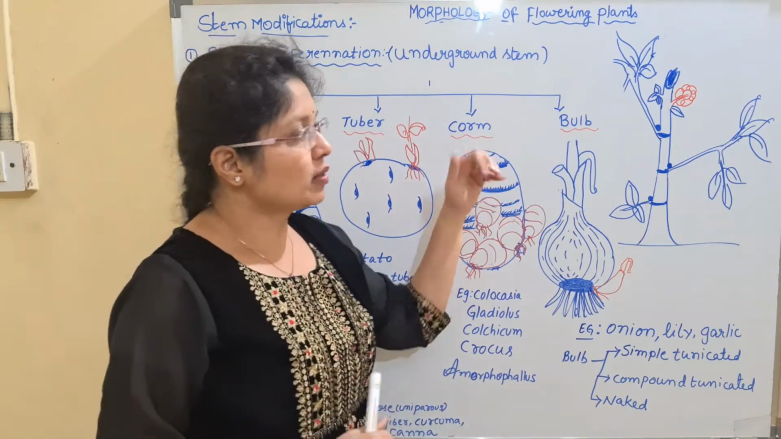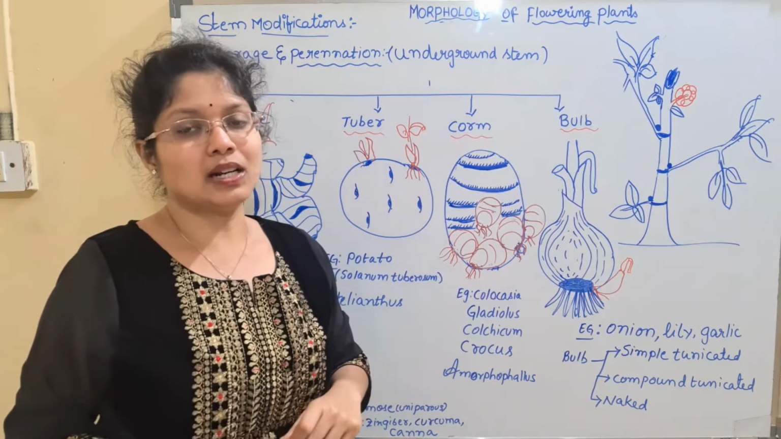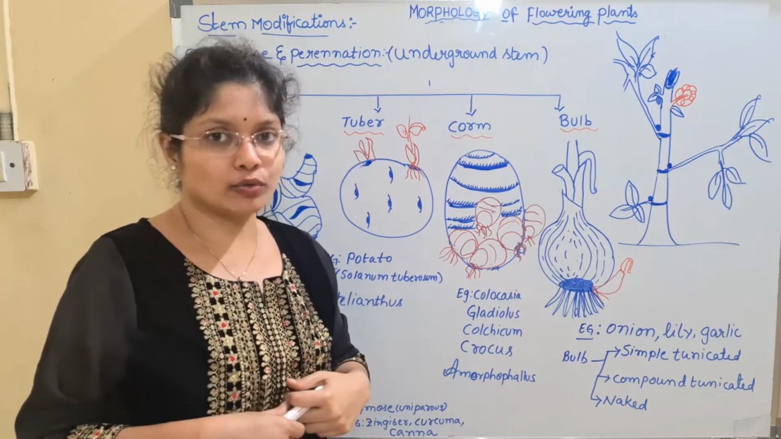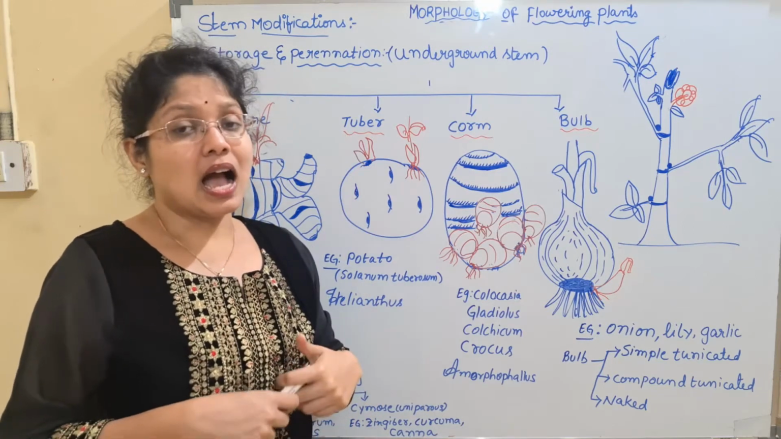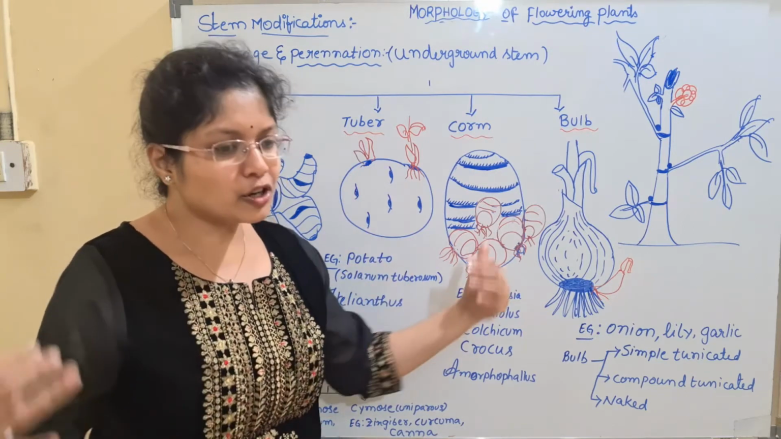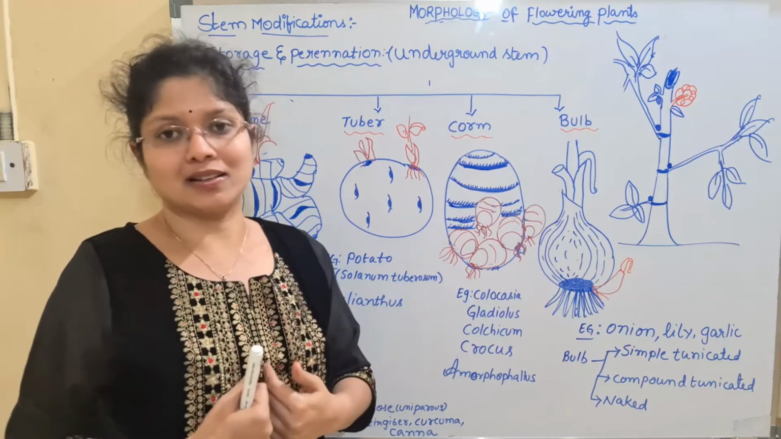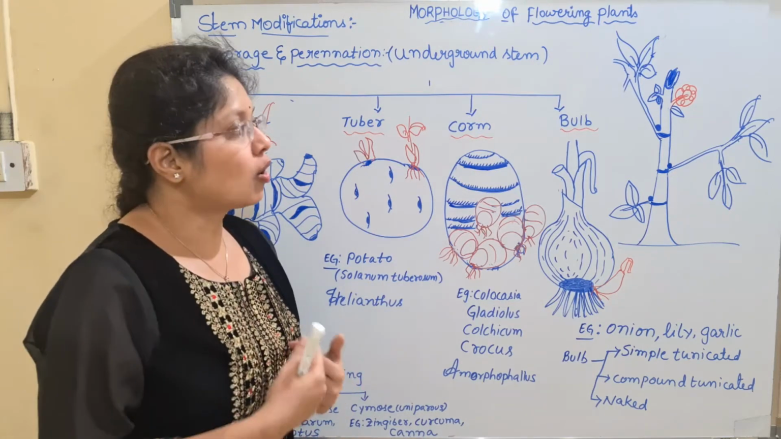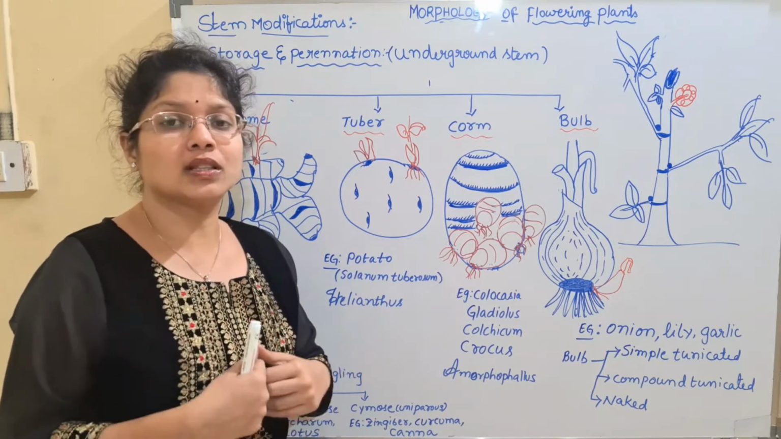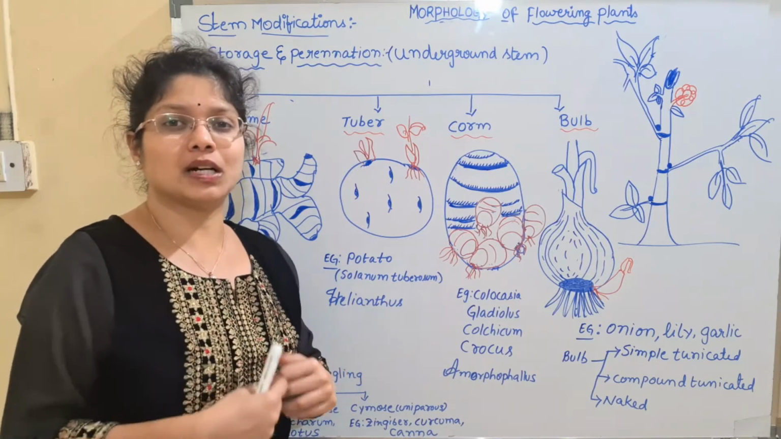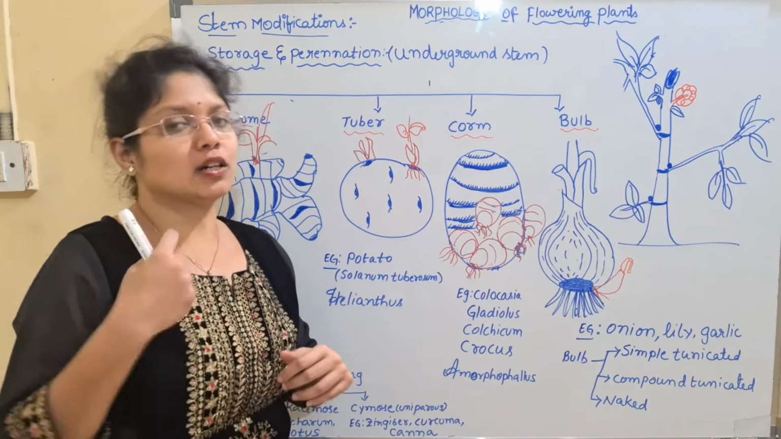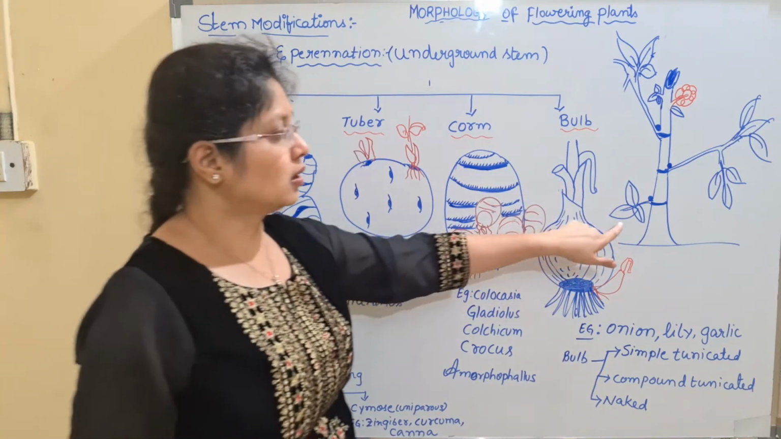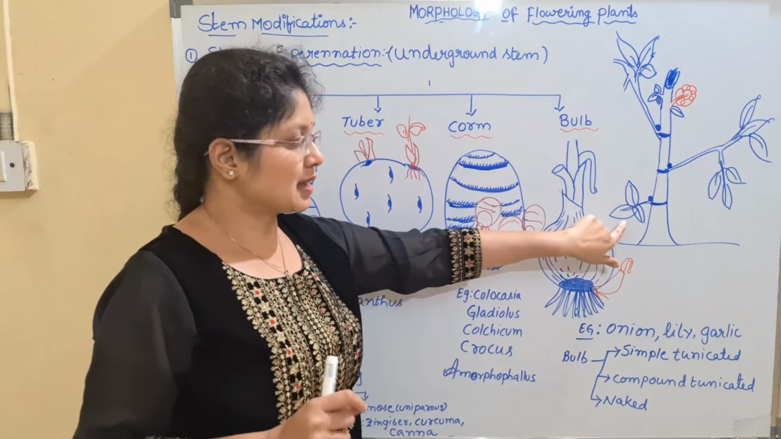Okay, so whenever you remove the terminal bud, the vertical growth of the plant is inhibited and the lateral growth of the plant will be increased, which is called apical dominance. So the phenomenon of lateral growth with the removal of the apical bud is known as apical dominance.